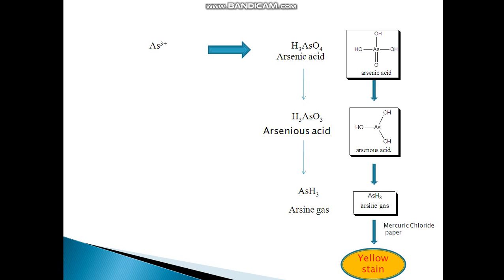The intensity of the color is proportional to the quantity of arsenic. That means if the amount of arsenic in the sample is more, then it gives a more intense yellow stain and vice versa.